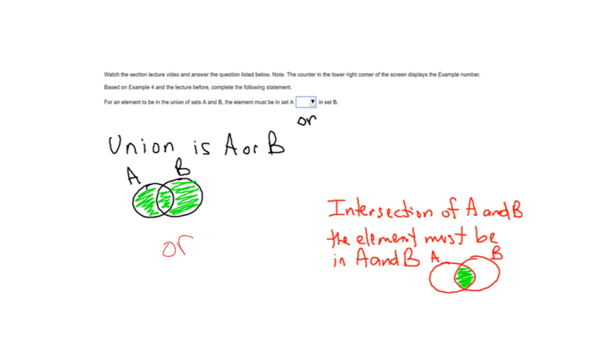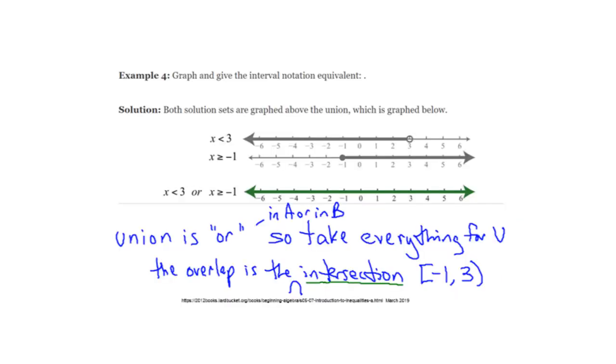The intersection, on the other hand, is actually an "and." That's the slide we looked at just a minute ago. That means that we only take the data points that are in both. So they have to be in set A and in set B.